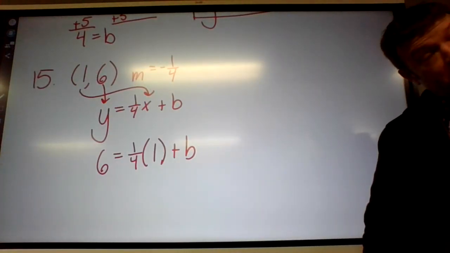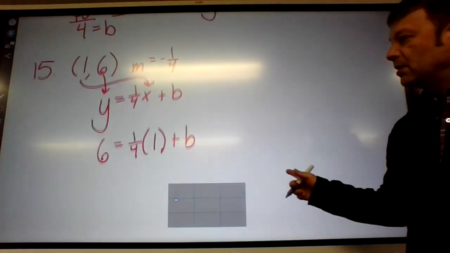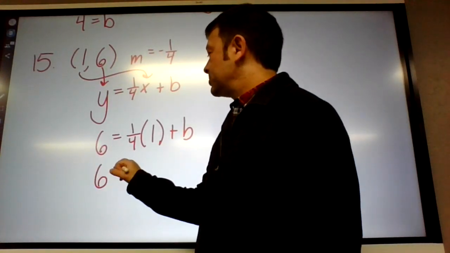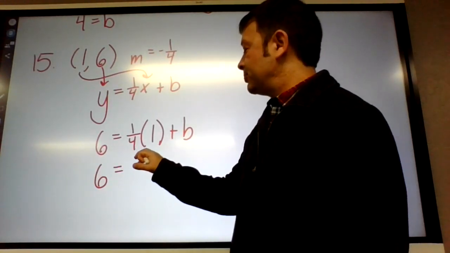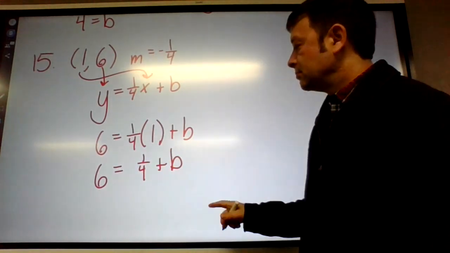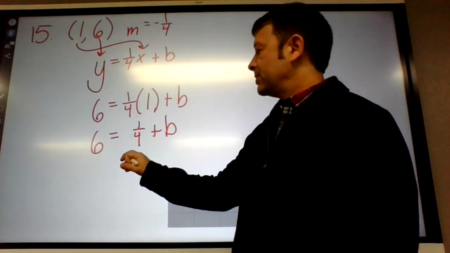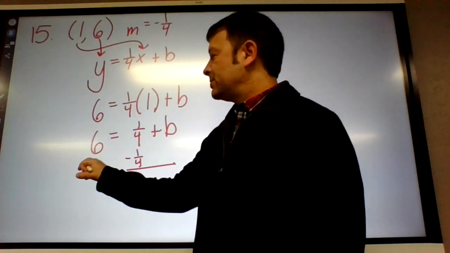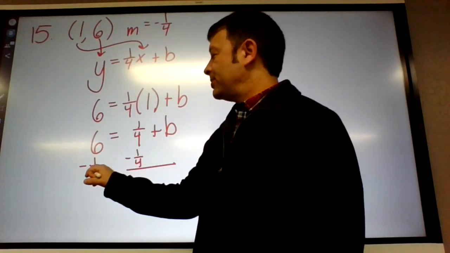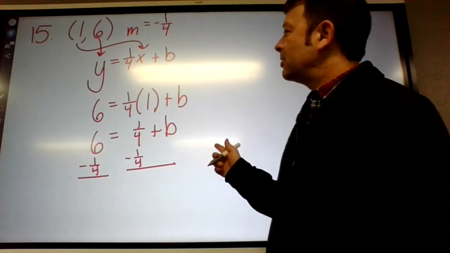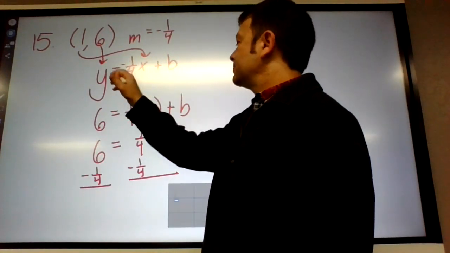Negative 1/4 times 1 plus 6. Oh, that's not right. Okay. That's where I'm gonna screw this up. This one, 1/4 times 1 is 1/4. So this time we have to subtract 1/4. You guys do that without a calculator. What's 6 minus 1/4? I thought it was negative. It is negative. It's negative 1/4. Oh, yeah, it is. So you're adding 1/4.